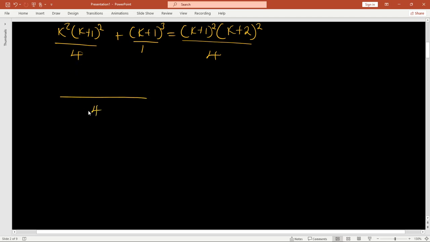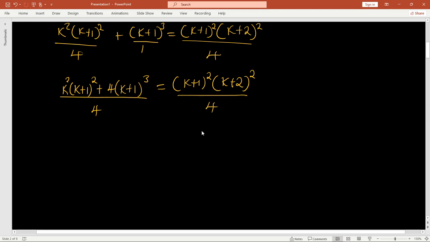Then 4 into 4 we get 1, 1 multiplied by this, we're just going to have k squared, (k plus 1) squared, plus 1 into 4 we get 4, 4 multiplied by that, open brackets, (k plus 1) to the power 3. This is equal to (k plus 1) squared, open brackets, (k plus 2) squared divided by 4.